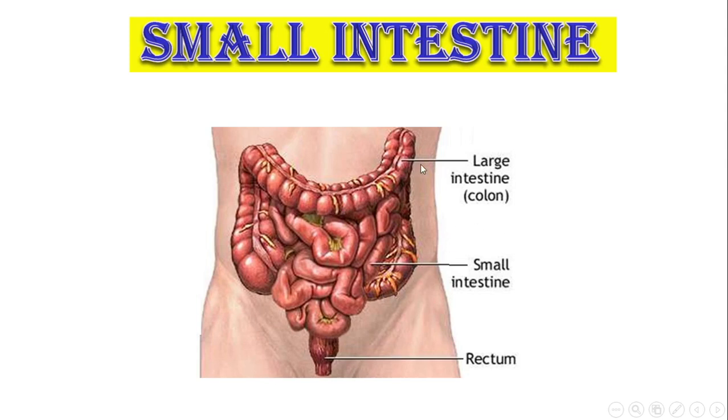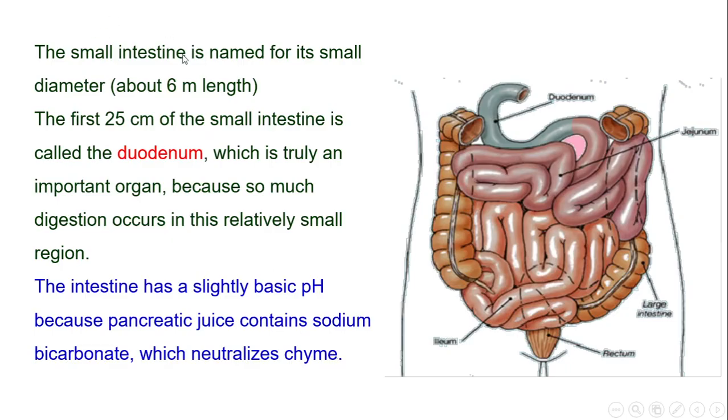Small intestine. This is the large intestine. This is the small intestine. This is the rectum. The small intestine is named for its small diameter, about 6 millimeters, though it is long. The first 25 centimeters of the small intestine is called the duodenum, which is truly an important organ because so much digestion occurs in this relatively small region.